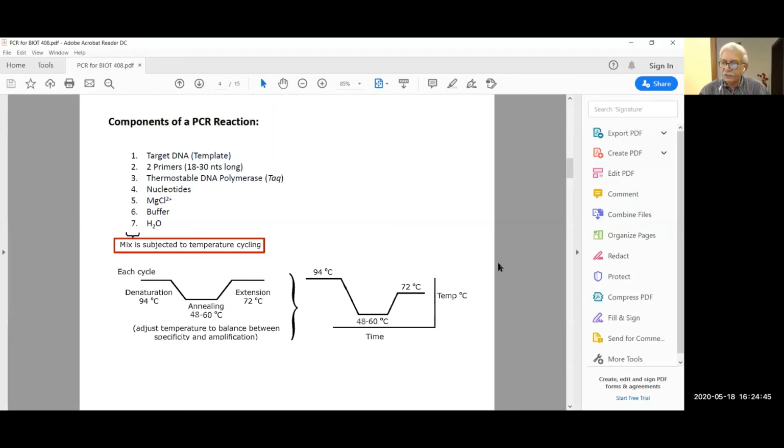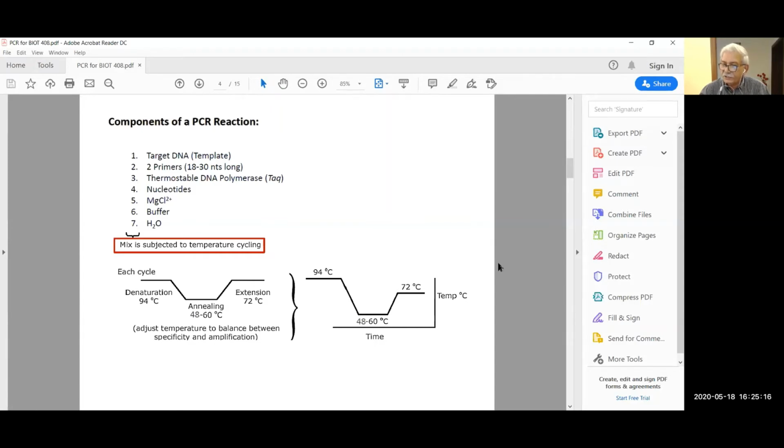94, because it has nothing to do with Pfu, it has to do with template DNA. We remove the secondary structures. Okay, so denaturation remains the same. The extension is dependent on the kind of enzyme you are using. Usually either you use 72 when you are using Taq polymerase, or it is 68 if you are using Pfu DNA polymerase.